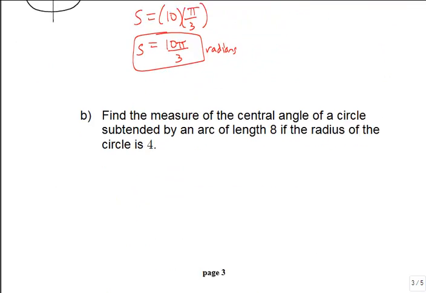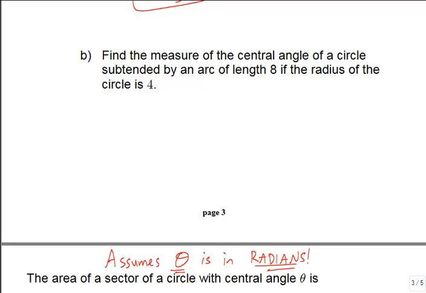Let's try another example. Find the measure of a central angle of a circle subtended by an arc of length 8 if the radius of the circle is 4. So let's draw a picture. Here's my circle. This time we're trying to find the central angle, this theta. We don't know what theta is. We know that it's subtended by an arc of length 8. So that's talking about the arc length, and the arc length is this piece of your circle right here. That's normally what we call our S, and we know that it's equal to 8 in this problem.